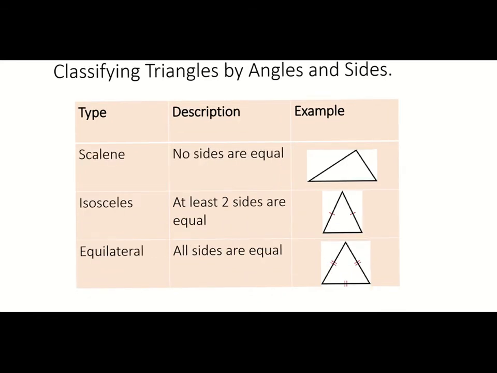All right, next we're going to classify our triangles by sides. And we have 3 different ways to classify them by sides. The first is a scalene triangle, which means that no sides are equal. You also have an isosceles triangle, and we're going to talk a lot about isosceles triangles in a later section. And that means that at least 2 sides are equal. And finally, if all 3 sides are equal, it is an equilateral triangle.